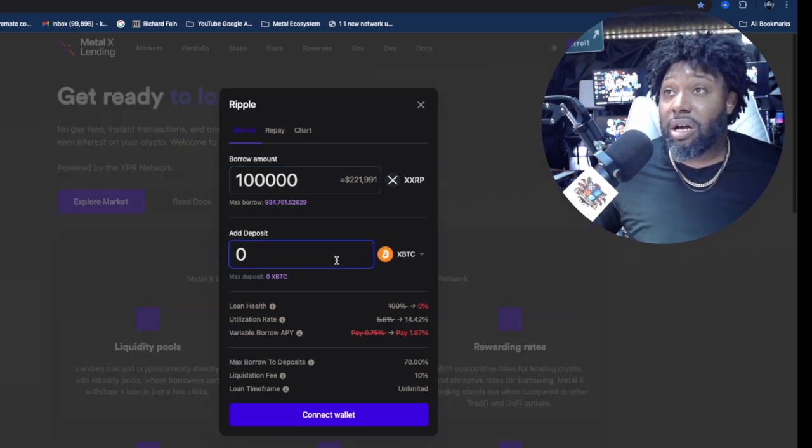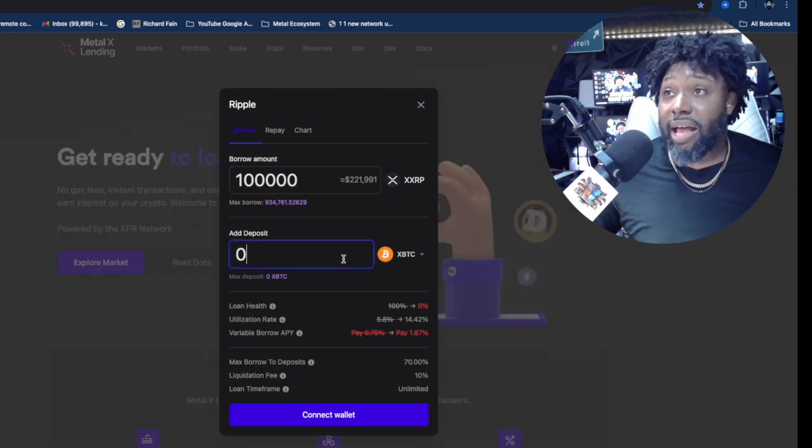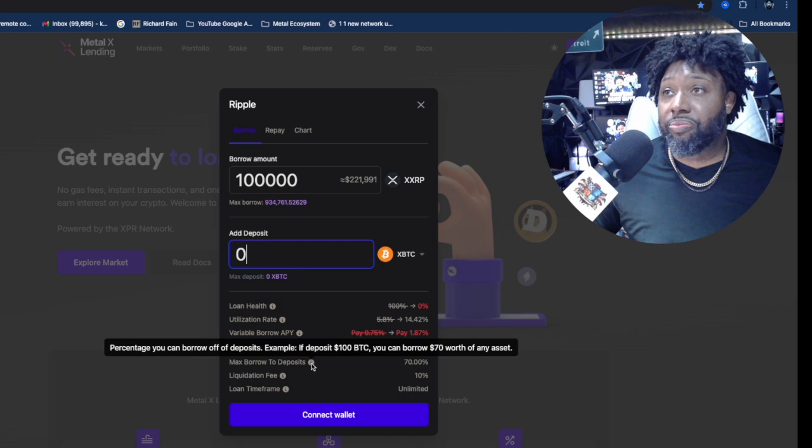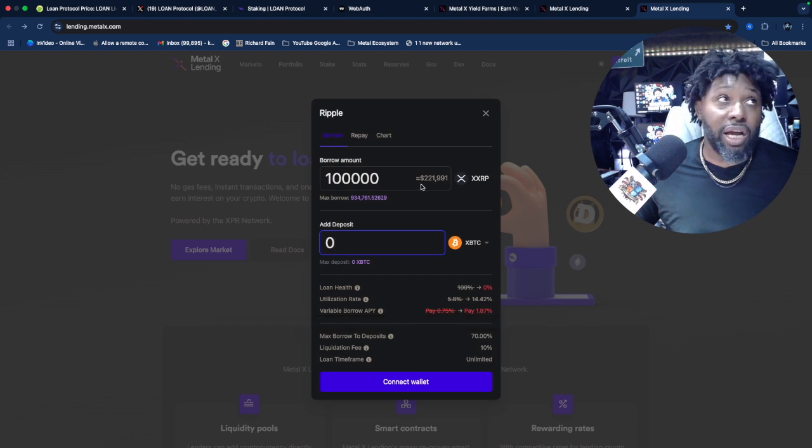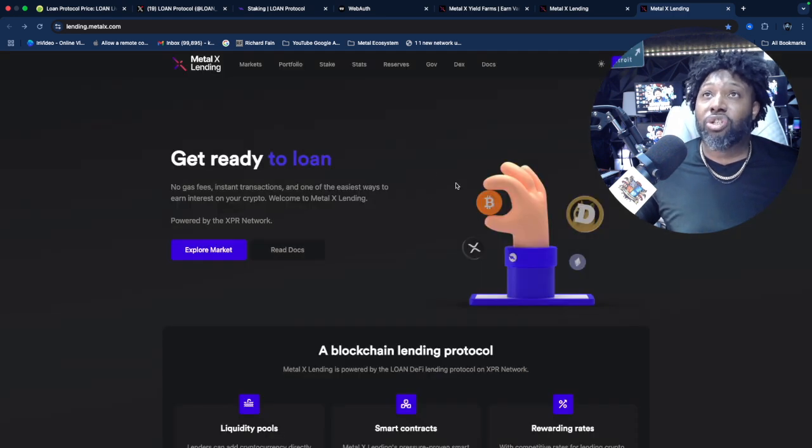So then you would come here, and of course you would have to add your deposit in. Max borrow to deposit, which would be 70% right there. Percentage you can borrow off of deposits. Example, if you deposit $100 in Bitcoin, you can borrow $70 worth of any asset. So you'd have to have some major cheese in there, guys, to borrow that amount in XRP. But I love the fact that you can do it.